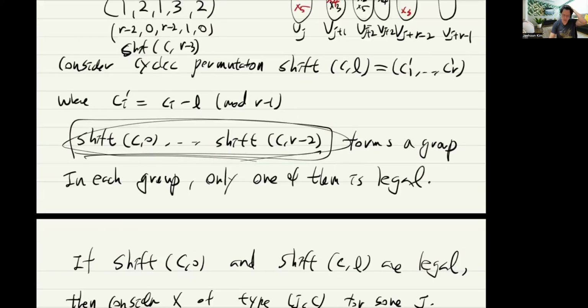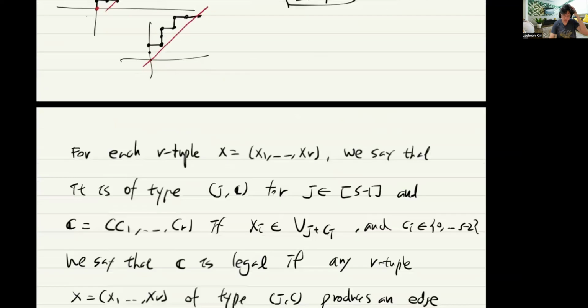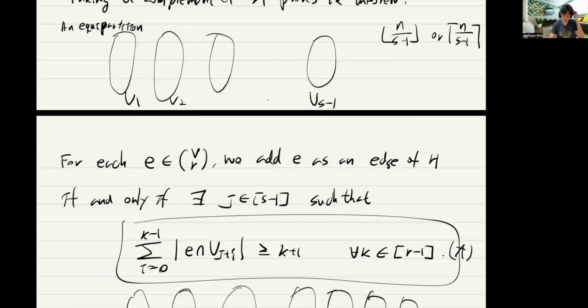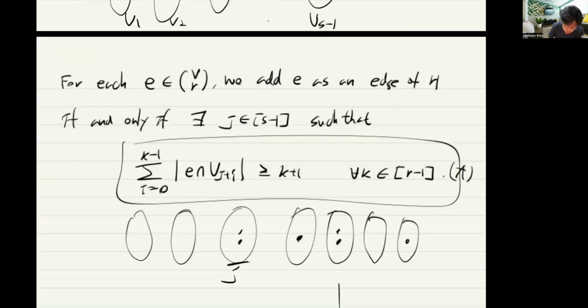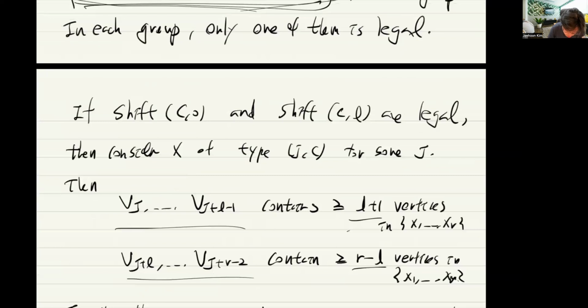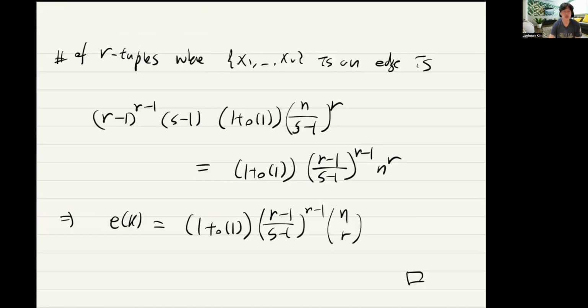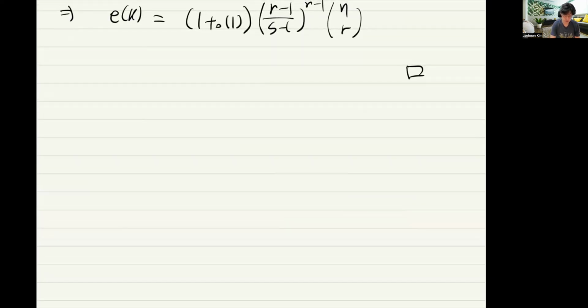You take the complement, then you get this statement. And that finishes the proof. So we have this upper bound and lower bound on the extremal number of this clique.